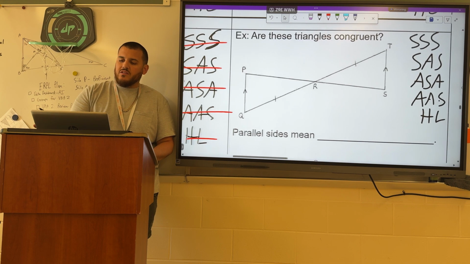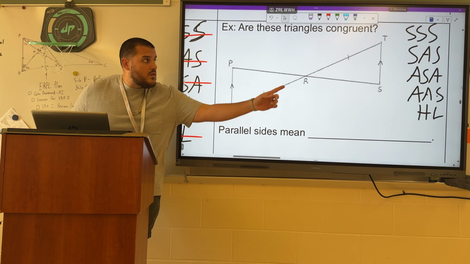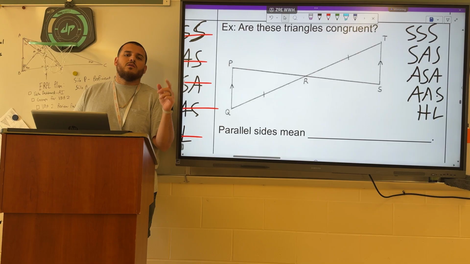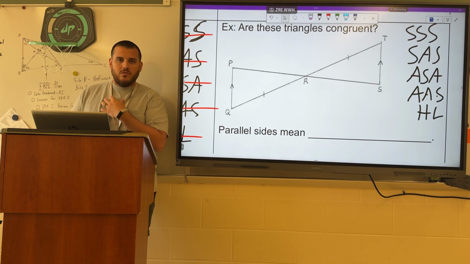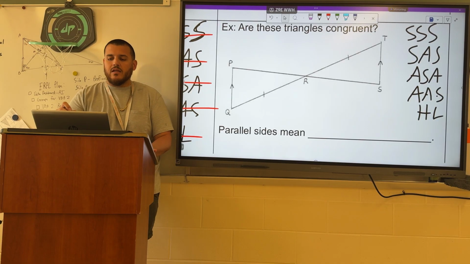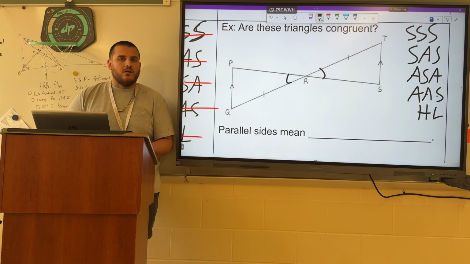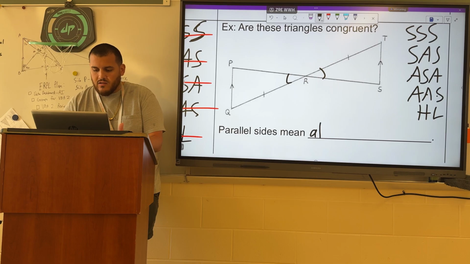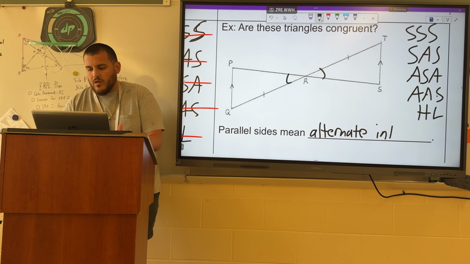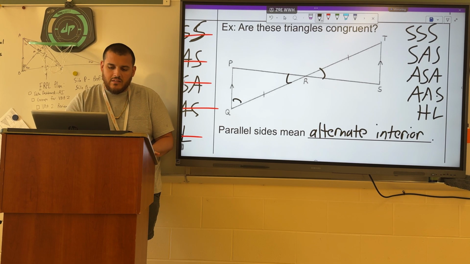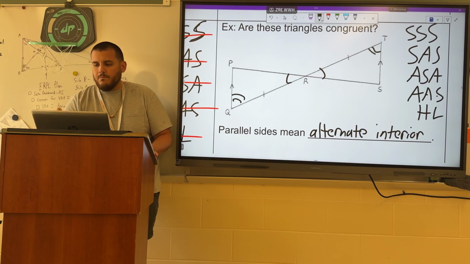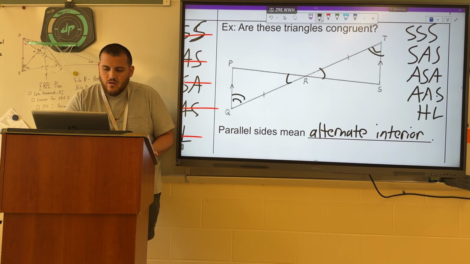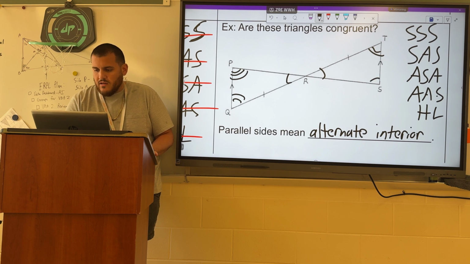Very specific case here. I hope you can see on screen that side PQ and side TS both have one arrow on them. That makes them parallel to each other. So in an example like this, not only are we going to get vertical angles here at R that we're responsible for marking, we are also going to get alternate interior angles that are going to be congruent to each other. Our parallel lines are giving me alternate interior angles here and here. They're also giving me alternate interior angles here and here.